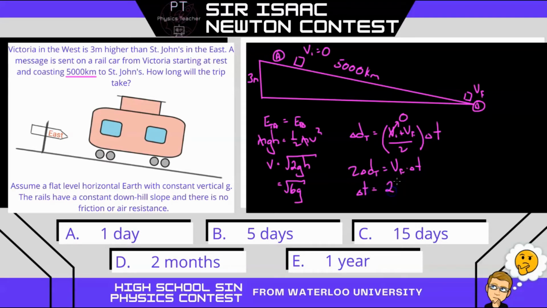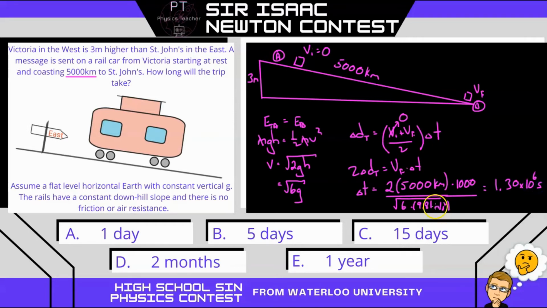time equals 2 times delta d, which is 5,000 kilometers, all divided by that final velocity, which is the square root of 6 times 9.81 meters per second squared. And we would have to change this kilometers into meters, so let's multiply that by 1,000. And that gives us about 1.3 times 10 to the 6 seconds.